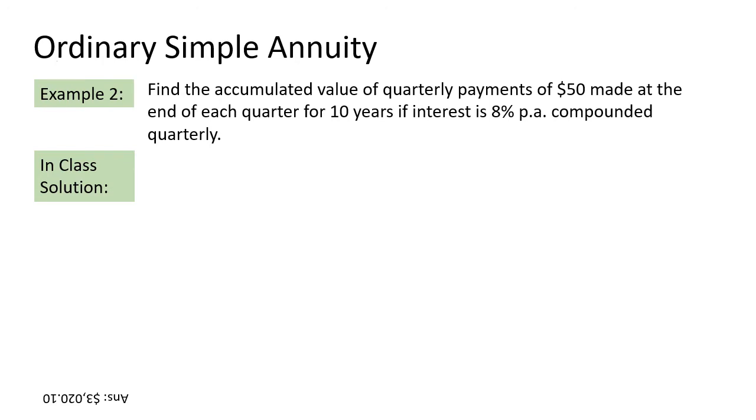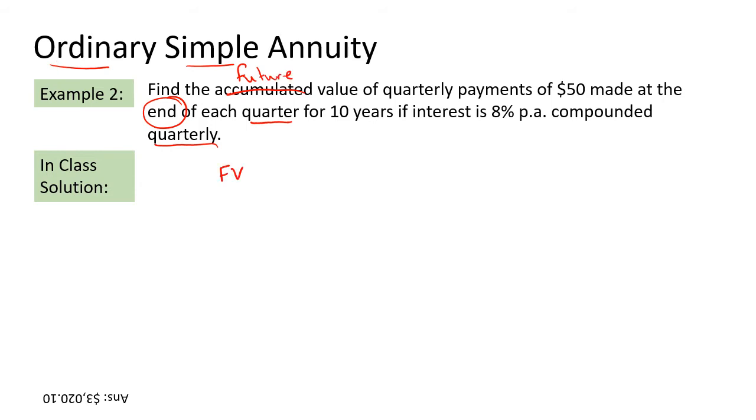Remember, if it's an ordinary simple annuity, it means payments are made at the end of each quarter, which they were. And if it's simple, it means that the payment frequency and compounding frequency are the same. Payments are made at the end of each quarter, and interest is compounded quarterly, so they are the same. Quarterly payments, quarterly interest calculations. So it is an ordinary simple annuity. Now, if we know that, we can start with our formula. We're trying to find the accumulated value, in other words, the future value.